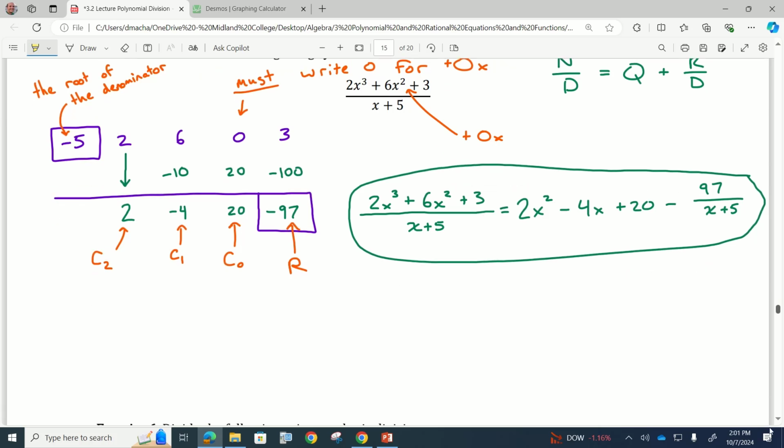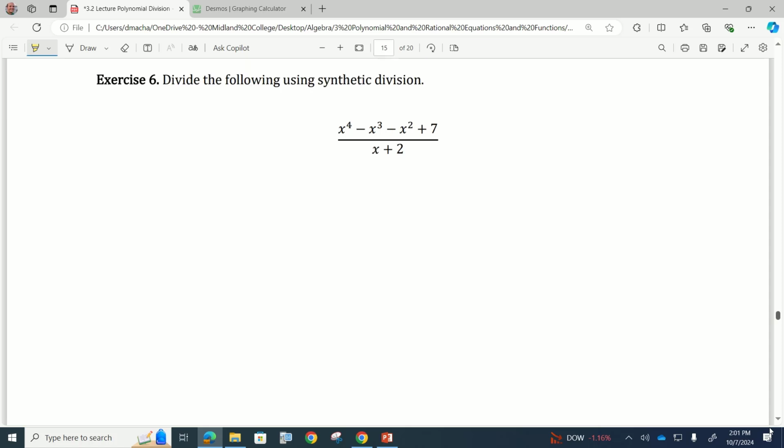And we'll do one more example of this and then we'll move on. But here we have a division problem. What goes in the little box?